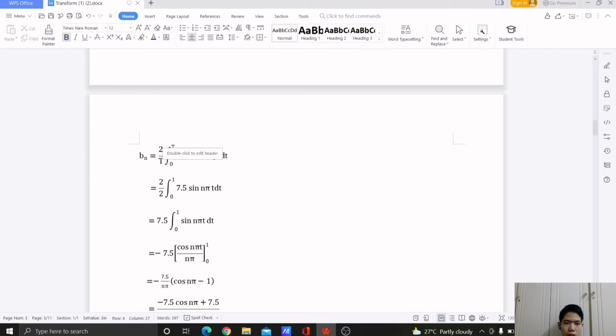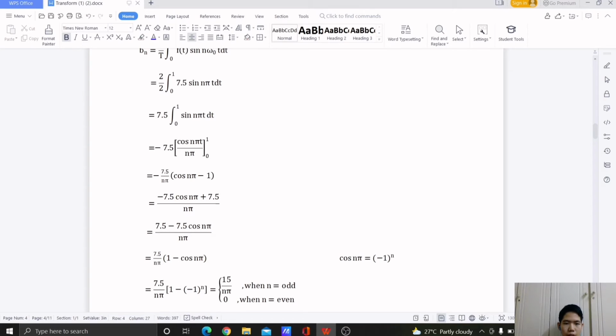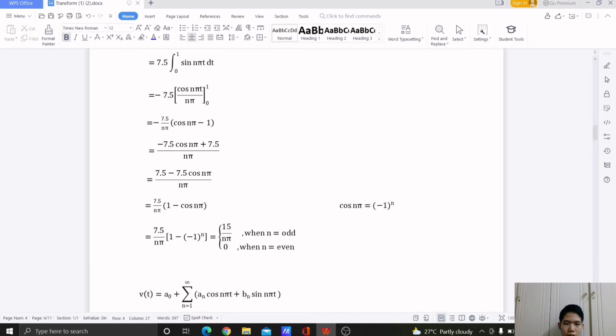Then we enter bn. bn is equal to 2 over T, integrate from 0 to T f(t) sin n omega naught t dt. In this condition, after integrating it will become minus 7.5 cos n pi t over n pi bracket from 0 to 1, and will become minus 7.5 over n pi bracket cos n pi minus 1. So the final answer will become 7.5 over n pi bracket 1 minus cos n pi, and since cos n pi equal to (-1) to the power of n, when n is odd the value will become 15 over n pi, and when n is even the value will become 0.